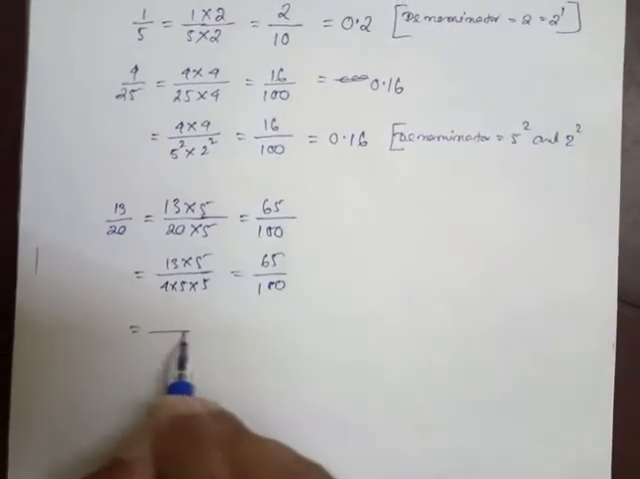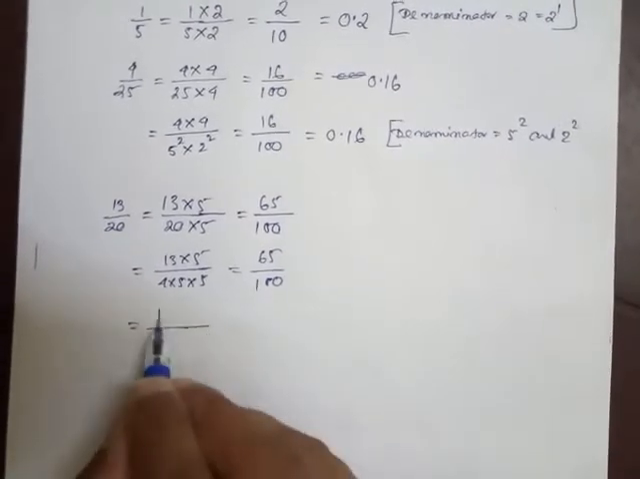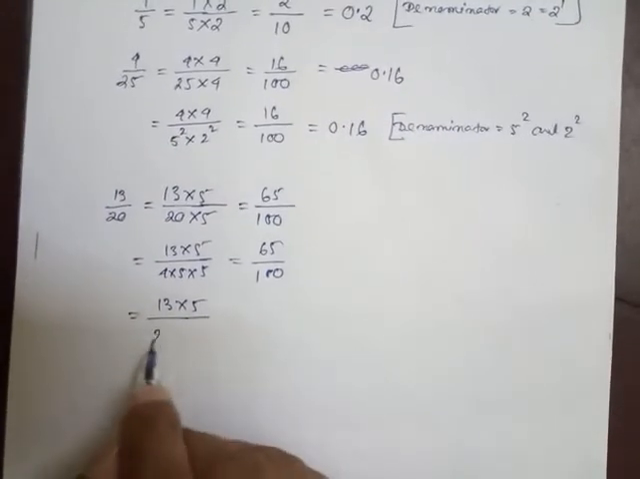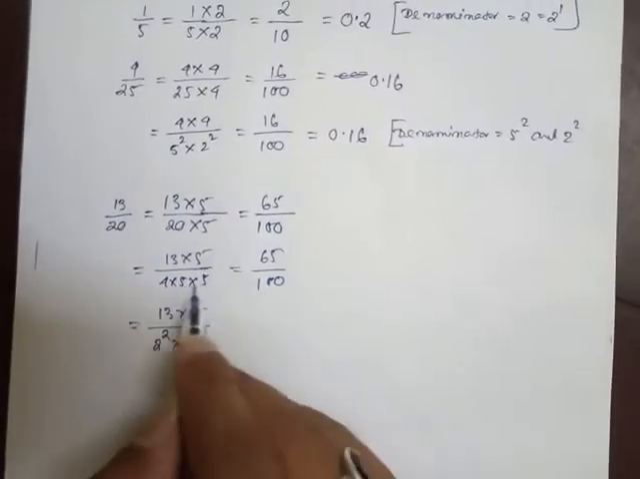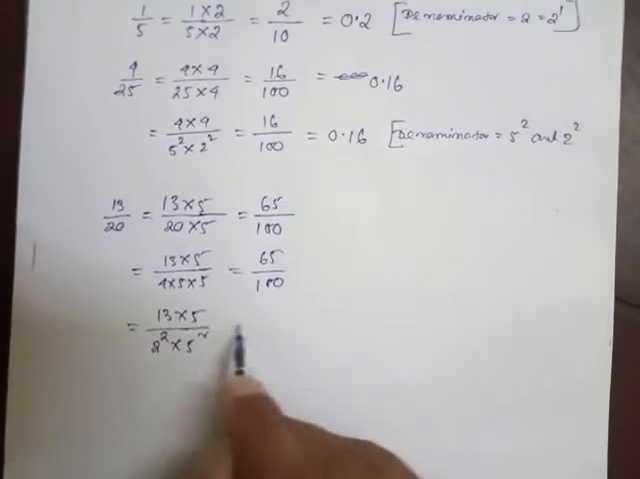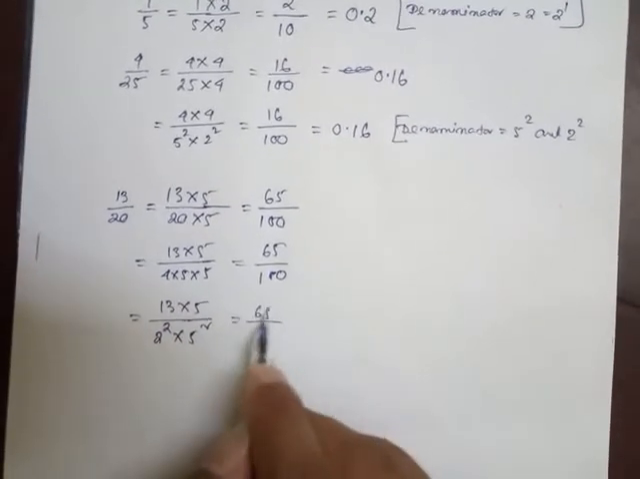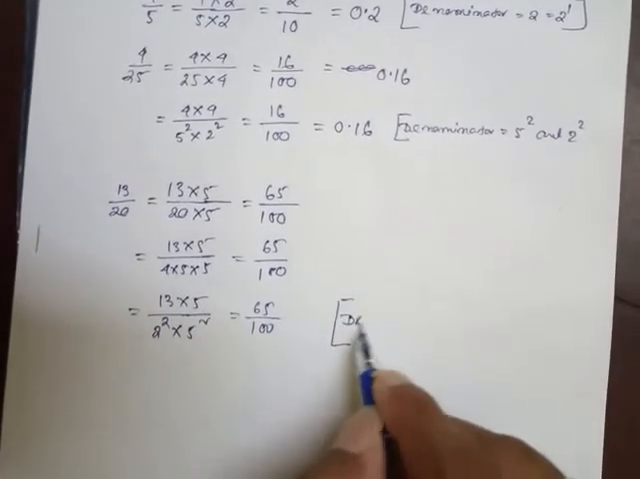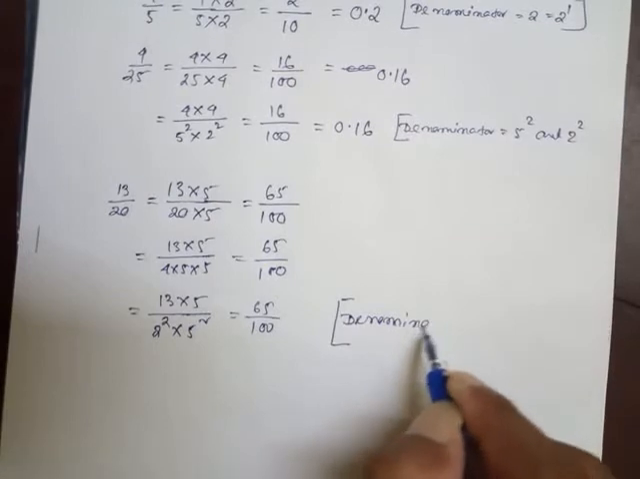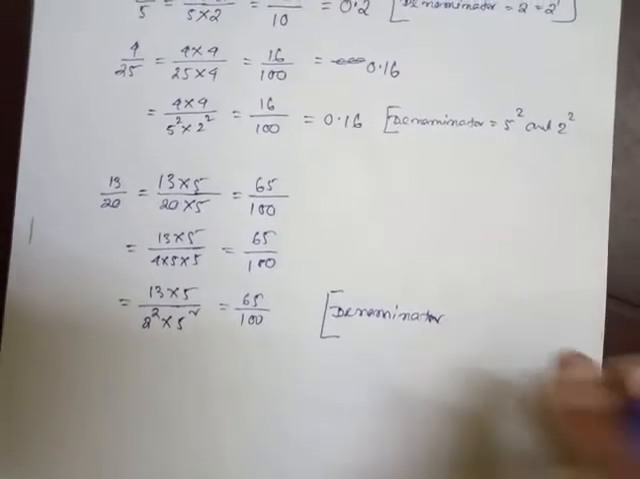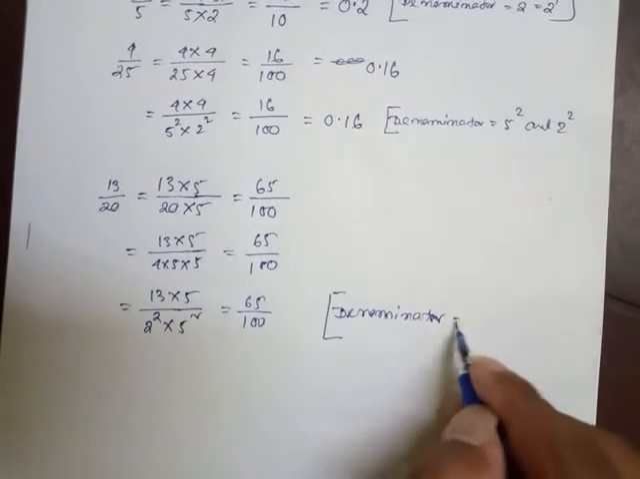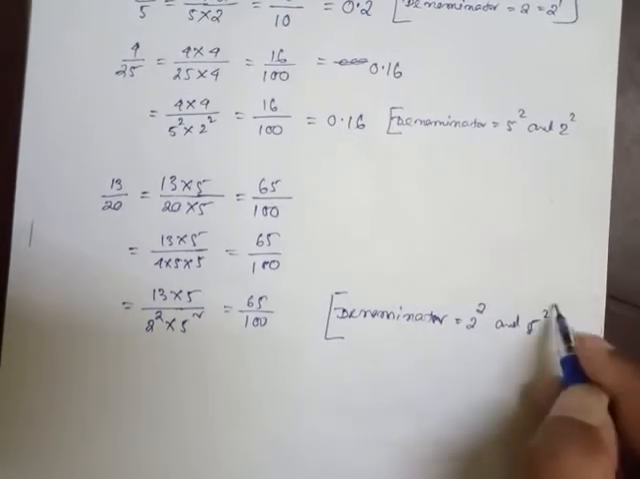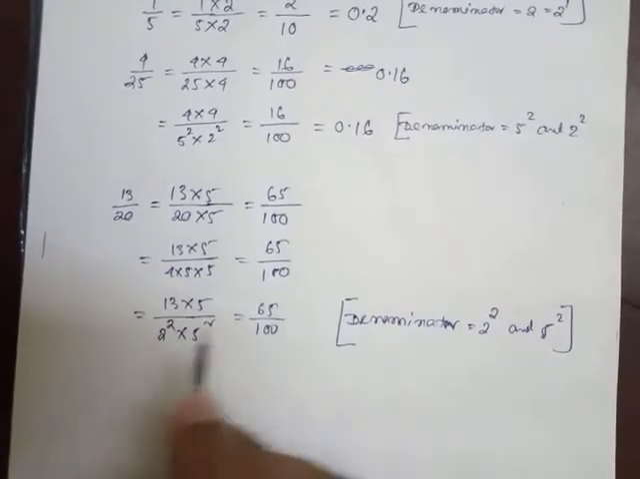Now look, in this case particularly, 13 into 5, and 4 can be written as 2 square, and 5 into 5 means 5 square. So the answer would be 65 by 100. Now look, in this case the denominator equal to 2 square and 5 square, which means the power of 2 is 2 and power of 5 is 2.